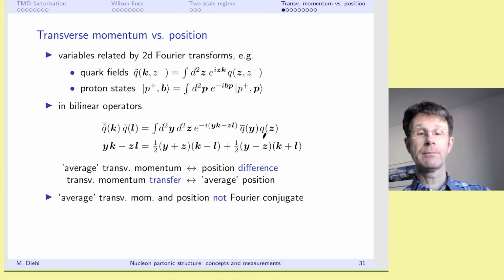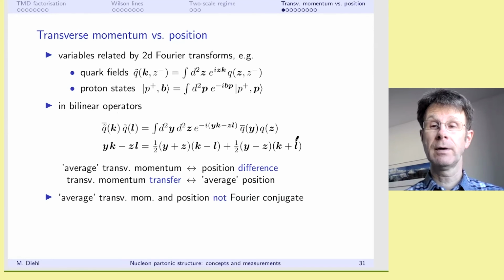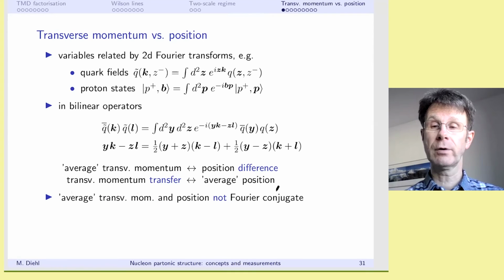And now you can identify which type of quantities are actually Fourier conjugate to each other in these bilinear quantities. And we see that the average transverse momentum, which would be 1/2 times this here, is Fourier conjugate to the position difference of the two fields here, or it would be the same with the proton states. Whereas the transverse momentum transfer or difference, which is this here, is Fourier conjugate to the average position of the two entities. So that's the first term. And in particular, that means that the average transverse momentum and the average transverse position are not Fourier conjugate to each other because they appear in different lines in this relation.